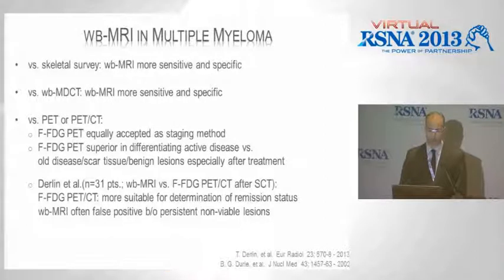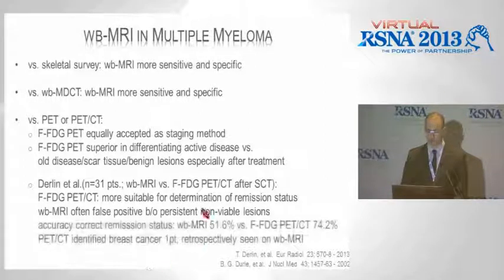Then how about PET-CT versus whole body MRI? How does it compare? And here's a study on stem cell treatment. Basically what they found is that PET is more suitable for determination of the remission status. That's because whole body MRI actually showed a lot of false positive findings, since the lesions that you see initially persist, but they may be non-viable. And that resulted in a poor accuracy of whole body MRI compared to PET in their study. Interestingly, PET-CT found a breast cancer in this study group, whereas it was only retrospectively seen on whole body MRI. So just another remark, there's the gorilla hiding in plain sight again.